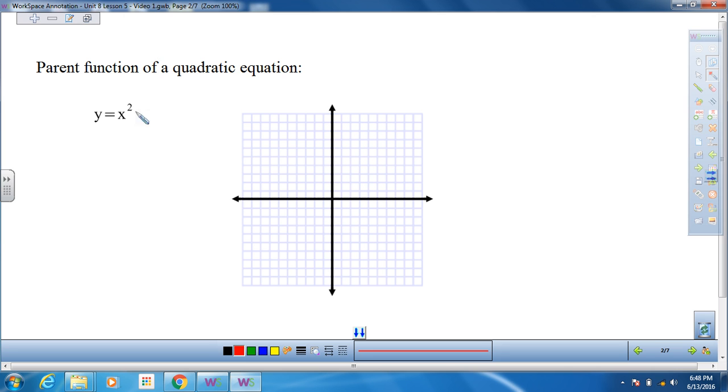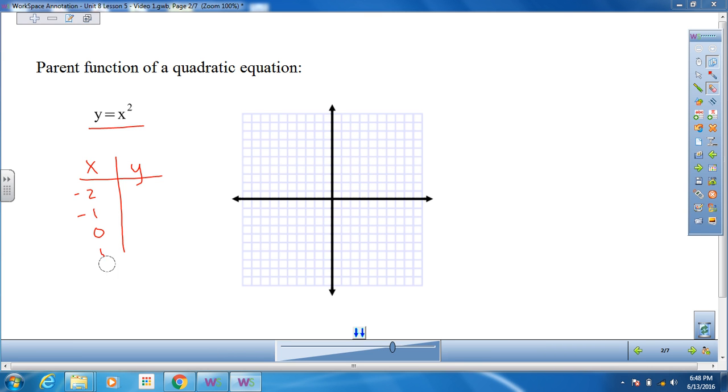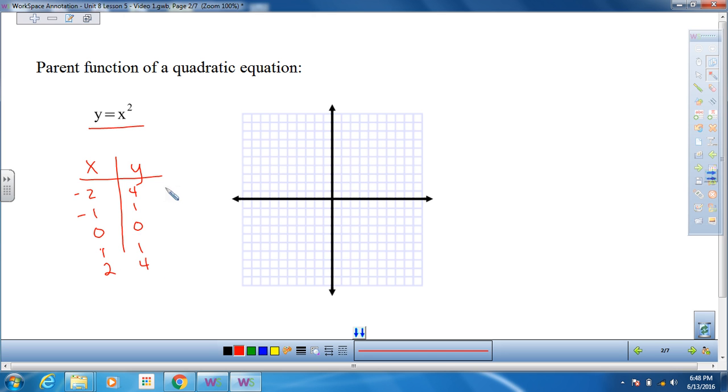First of all, the parent function of a quadratic equation is just y equals x squared. This is the most basic form. So if we make a table and look at how this graph looks, pick some positives and negatives. Negative 2 squared is 4. Negative 1 squared is 1. 0 squared is 0. 1 squared is 1. 2 squared is 4. So these are my ordered pairs.